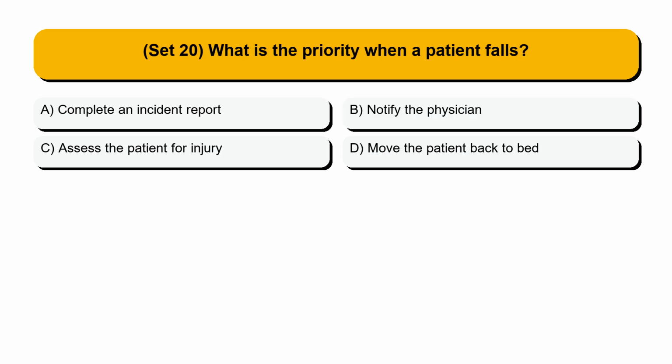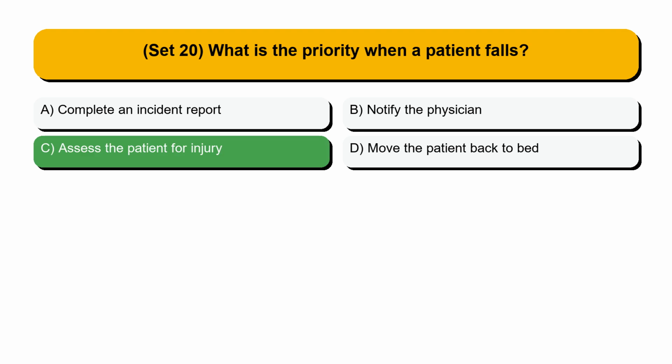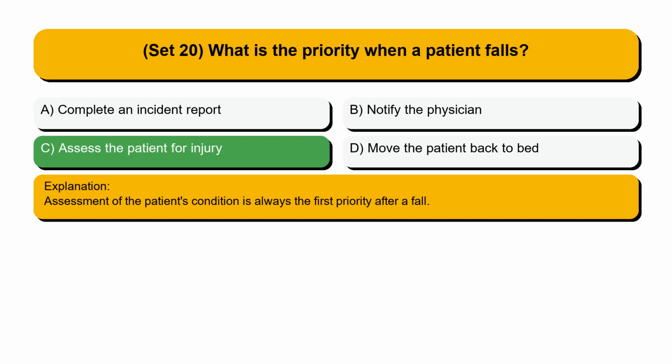Question 20. Set 20. What is the priority when a patient falls? Option A, complete an incident report. Option B, notify the physician. Option C, assess the patient for injury. Option D, move the patient back to bed. The correct answer is option C, assess the patient for injury. Assessment of the patient's condition is always the first priority after a fall.